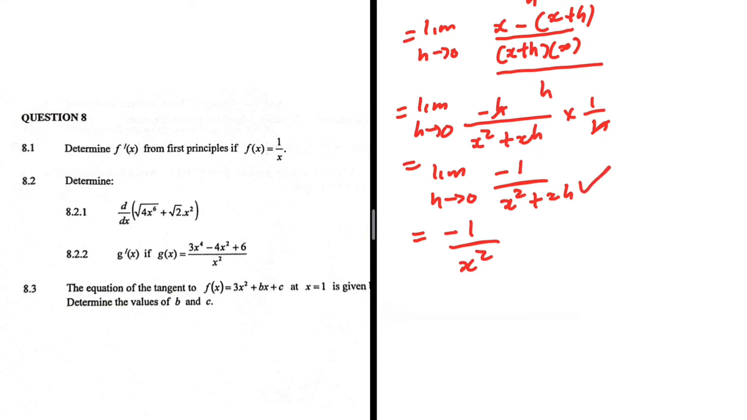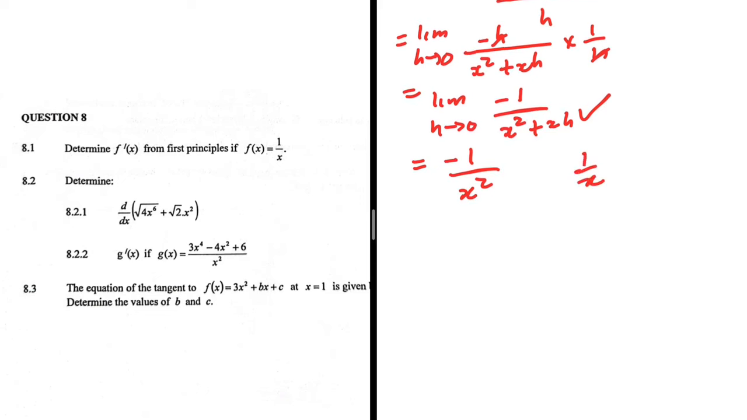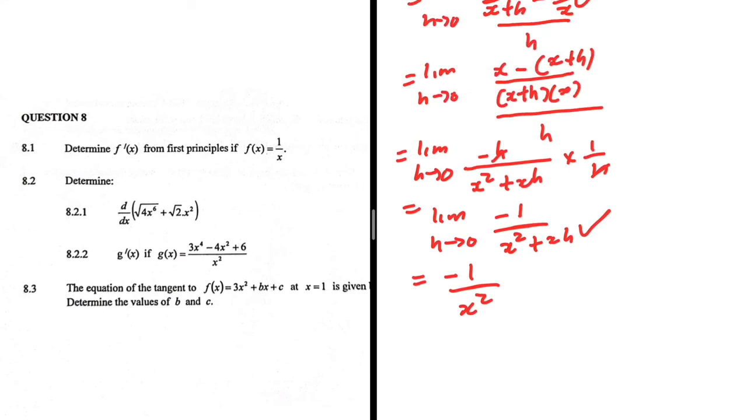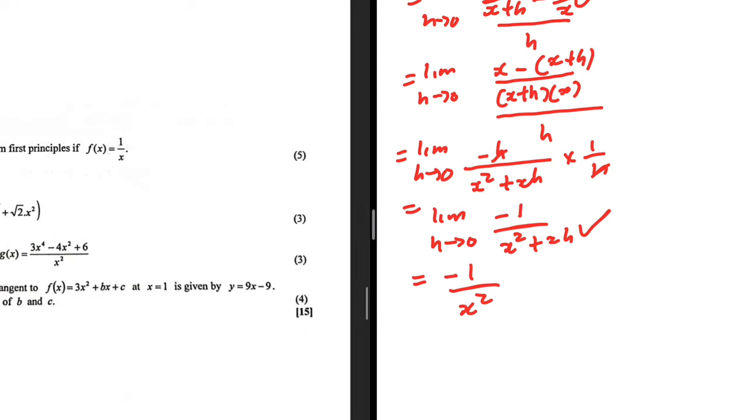When we use first principles, we can actually test it out and see if it is correct using the power rule. So let's see. If we were to use the power rule, we would write 1 over x as x to the minus 1, of which when we derivate, we're going to get minus 1 x to the minus 2, which is the same as minus 1 divided by x squared. So we are quite convinced that what we did using first principles is correct, because we get the same answer using the power rule. That is 8.1, 5 marks.